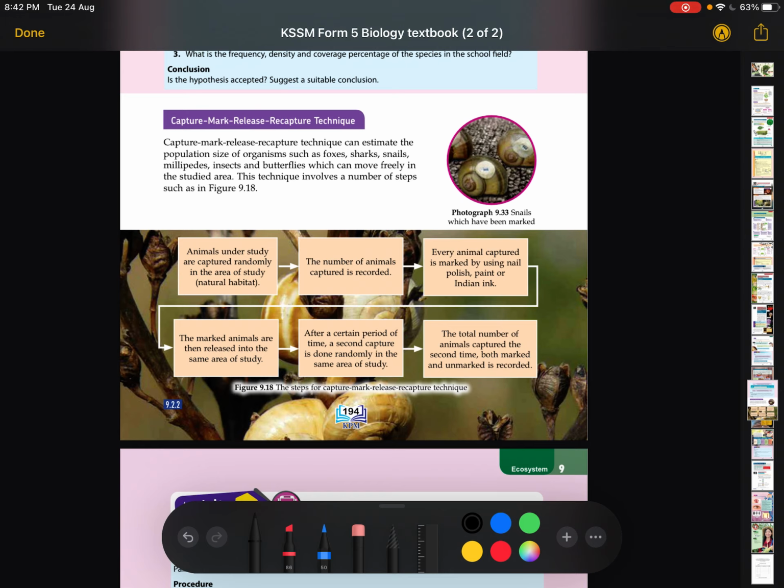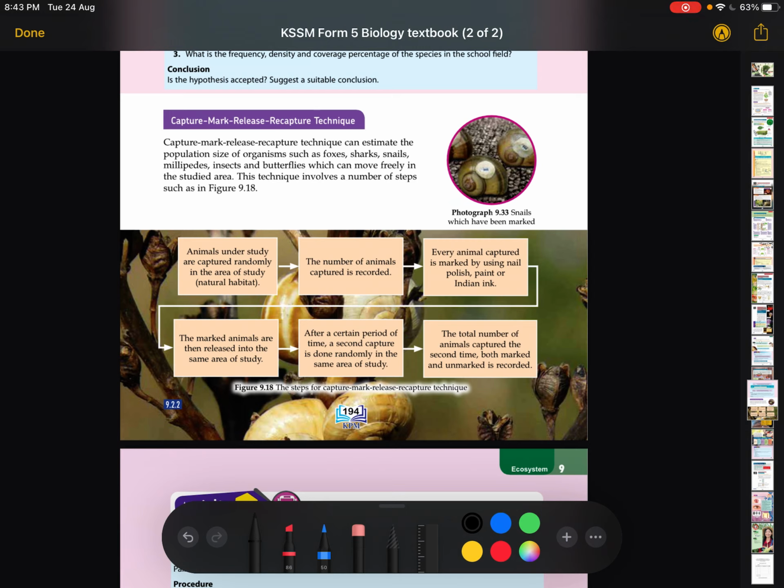The other method for moving organisms is called capture recapture, or capture mark release recapture. So how do you do capture mark release recapture?